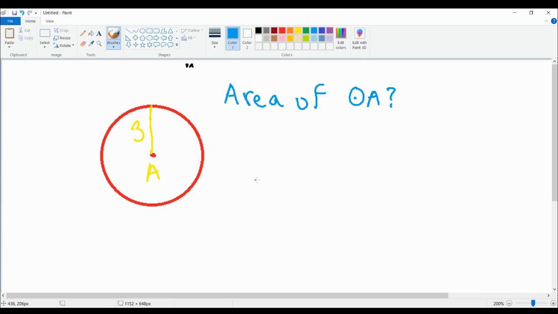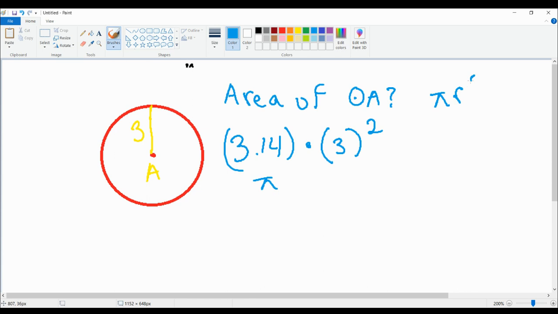Well, since we have the radius of the circle, we can just plug this into the calculator. We can get 3.14, which is pi, times the radius, which is 3, and then squared. If you remember the formula, it's pi r squared. So I want you to pause the video and go ahead and try to solve this problem on your own, and tell me when you are done.